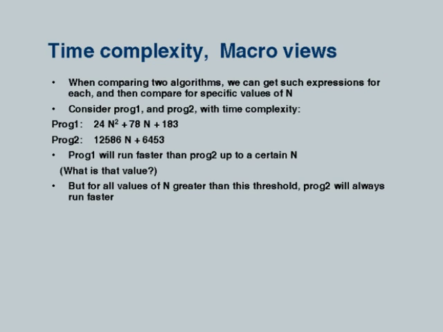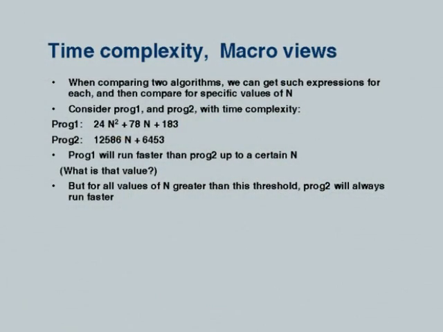Let us assume that the time complexity of program 2 is 12,586n plus 6,453. Obviously, this program 2, which is solving some different problem of size n, not necessarily the same, or it could be the same problem in a different way, but it obviously has a single iteration. It does not have double iteration, because if it had double iteration, nested iteration, n square would have cropped in somewhere. But if it has a single iteration, which is run, say, i equal to 0 to n times or 1 to n times, I will have only a factor n here.